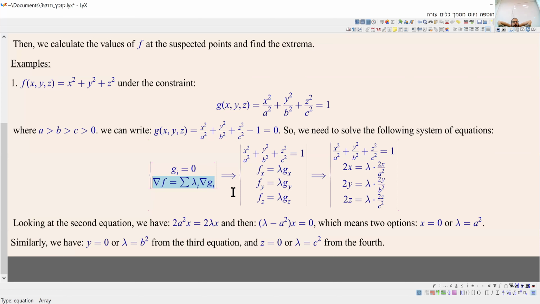Okay. Why 2x over a squared? It's the derivative of g. That's g.